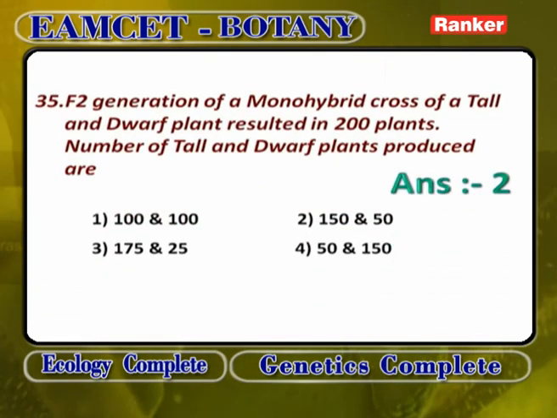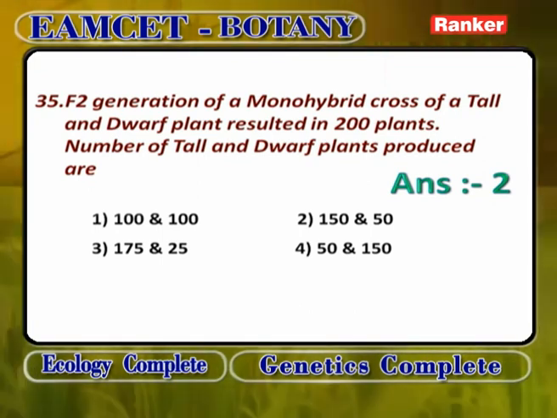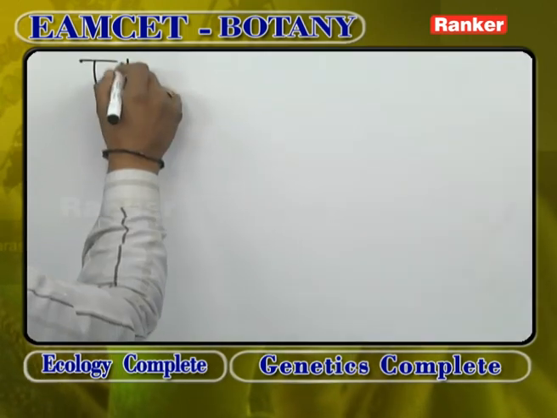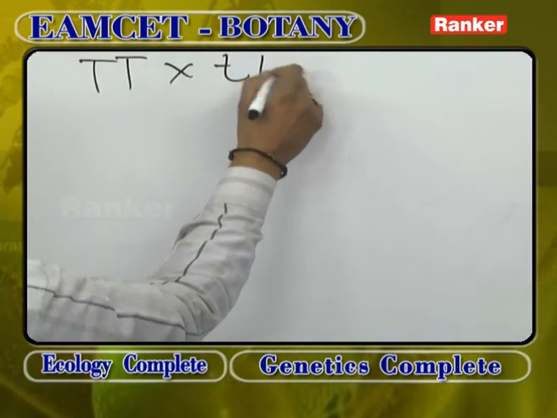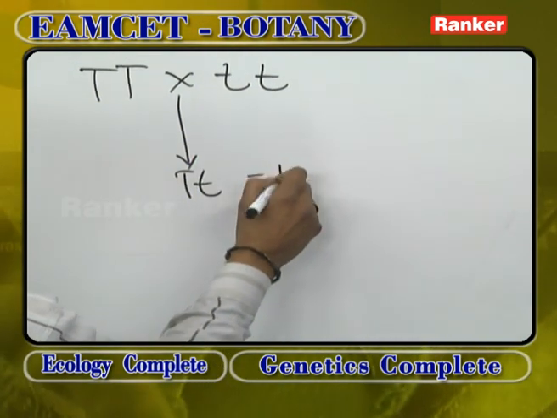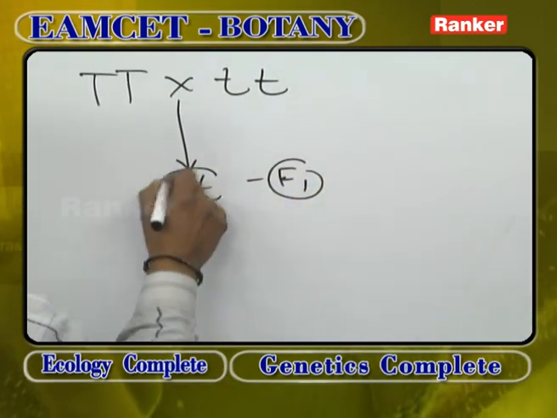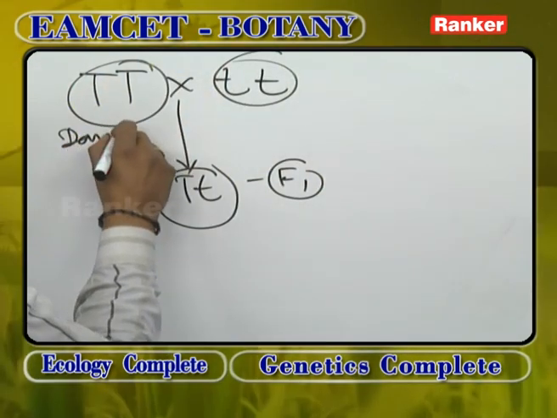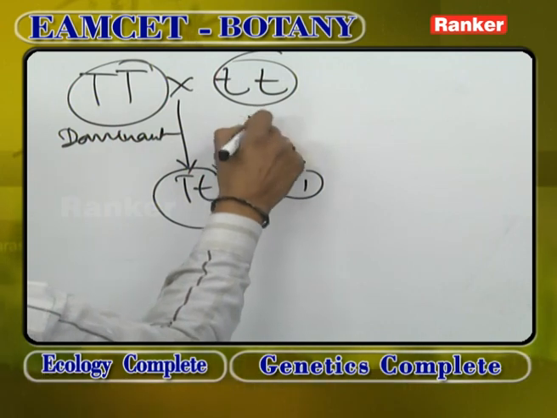F2 generation of a monohybrid cross of a tall and dwarf plant resulted in 200 plants. Number of tall and dwarf plants? If you cross capital T with small t, the resultant F1 generation is capital T, small t. This is dominant tall and this is recessive.